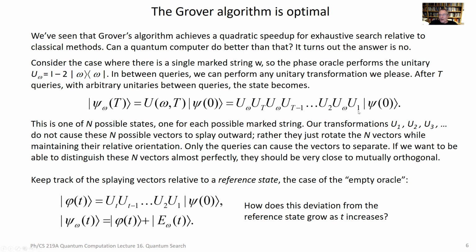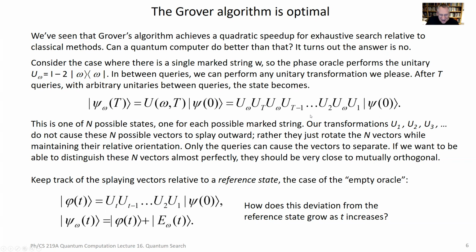So we'll do our unitaries, U1, U2, U3, etc., but with no queries in between. And that will define for each value of little t a reference state, which I'm going to call phi of t. And what I want to keep track of is how far apart is psi sub w of t, what the state has become when we're querying with a box that marks the state omega, or w, whatever I'm calling it.